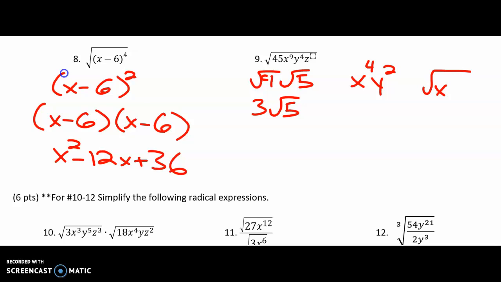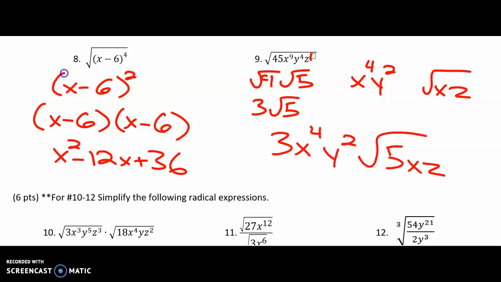Okay, there is no exponent there, so we're going to assume that it is 1. I cannot divide 1 by 2, so that just goes underneath. So what I have here is I have to combine outside with outside, inside with inside. Outside I have 3, x to the 4, and y squared. On the inside, I have my 5, an x, and my z. So there you go. We have to do that.